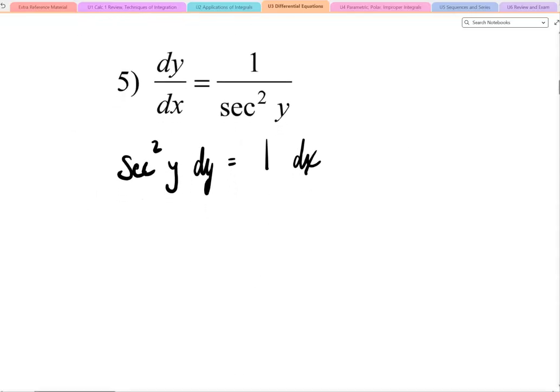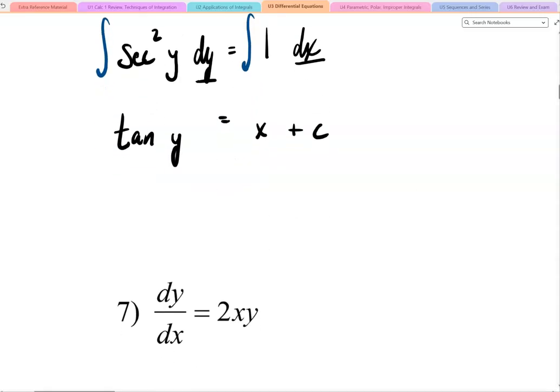And here again, if we apply an integral or an antiderivative at this point, we can start to get y by itself. You'll recall that secant squared looks familiar. The antiderivative of secant squared is tangent, but here again, it's tangent of y. And the antiderivative of 1 is x, since we're integrating with respect to x. So now we have tangent of y equals x plus c.